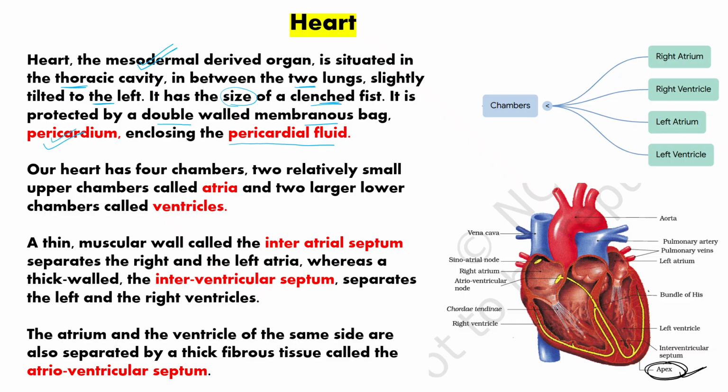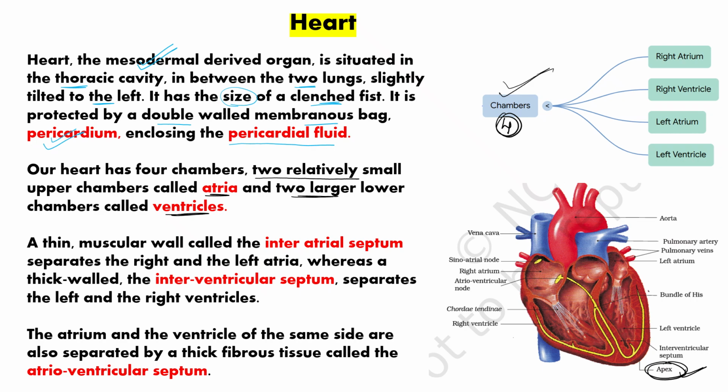Now the heart has got four chambers. See here, the two upper are known as atria and the lower are known as ventricles. The total chambers are four. The upper two chambers, which are small, are known as atria, and the lower chambers are large, they are known as ventricles.